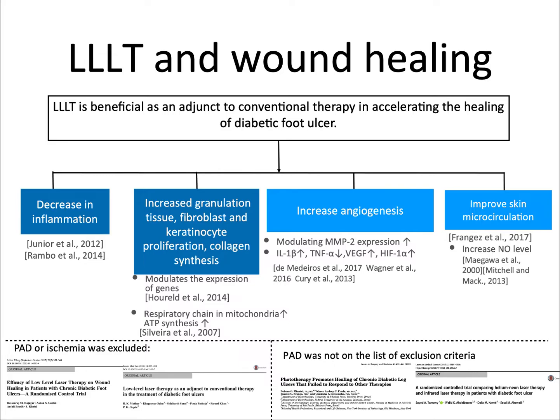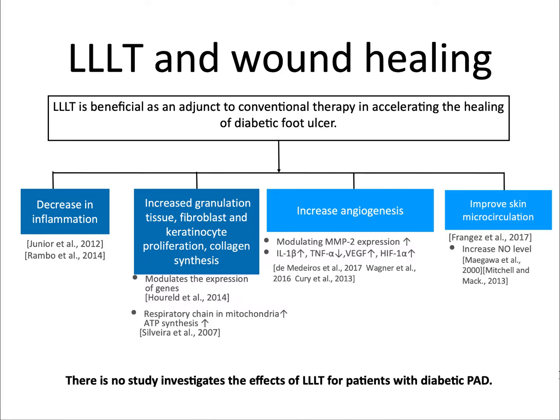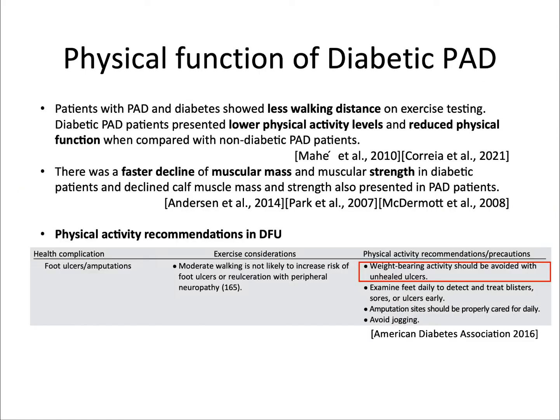Low-level laser therapy is beneficial as an adjunct to conventional therapy in accelerating the healing of diabetic foot ulcer. It not only decreased inflammation and increased granulation, but also increased angiogenesis and improved skin microcirculation. In the previous studies, peripheral artery disease was excluded, so there is no study investigating the effect of low-level laser for patients with diabetic PAD.